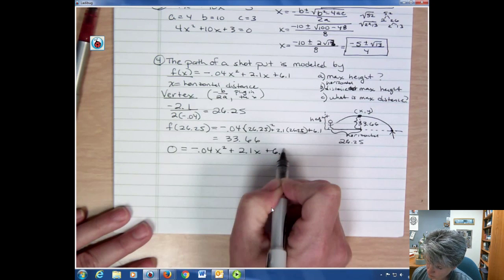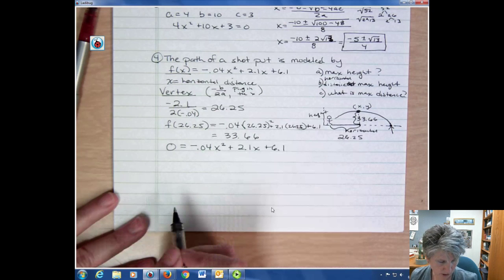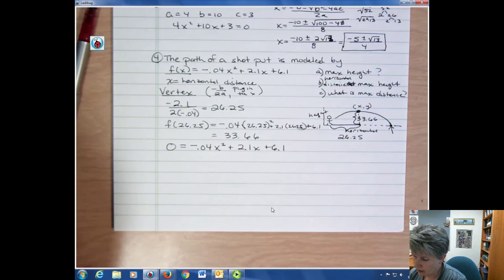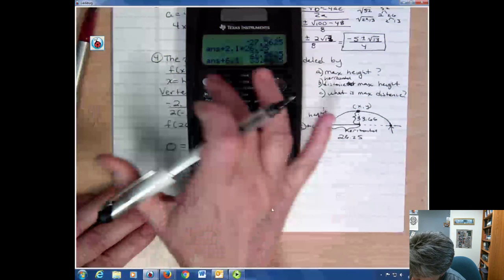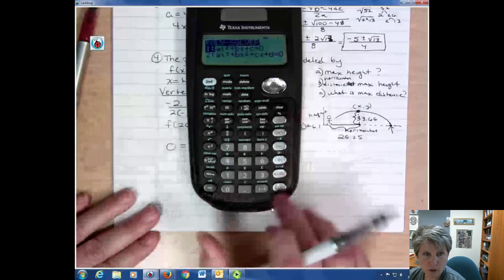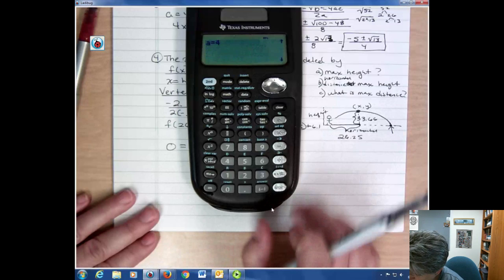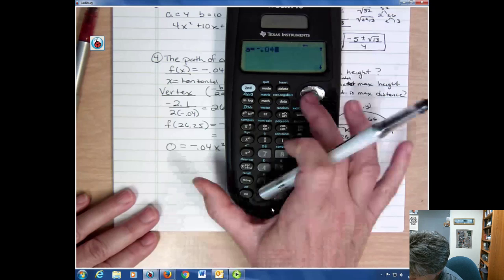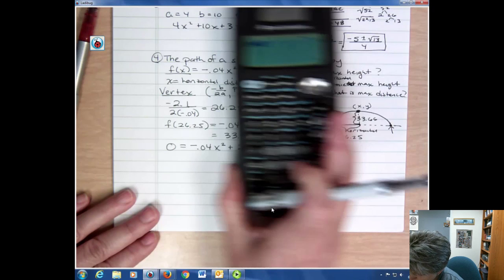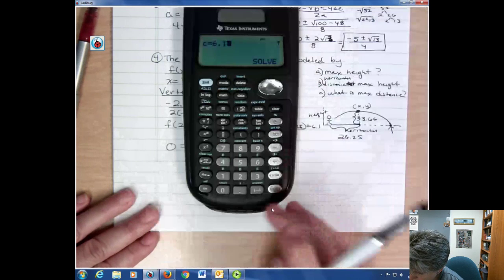And then you can use the quadratic formula like you did up here to solve that. You can also use your calculator. Did you buy a TI 36X Pro when I was pushing it? Because what a great little thing this is. You would go second function polysolve. And we want to choose the first one, which is a quadratic equation. And then it says, well, what's your A, which is negative 0.04. And then what's your B? Well, our B was 2.1. And then what's your C? 6.1. And then we solve it.